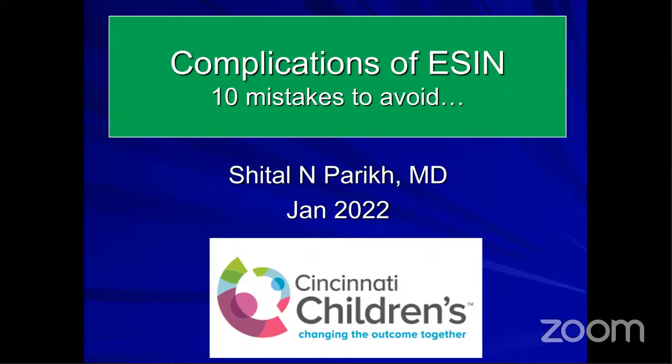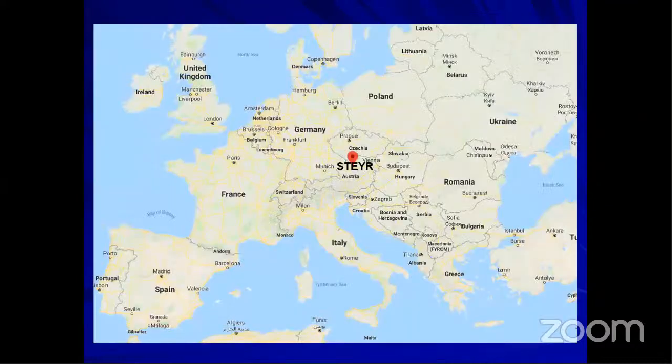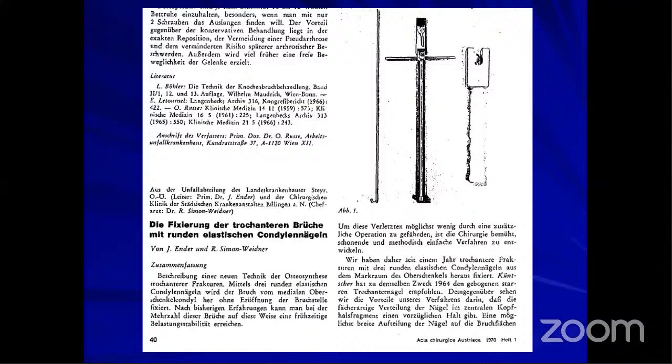Okay, so we're going to talk about the complications. We just saw some of the technical sides of elastic nails. Just a brief history: the first flexible nail that was introduced was from Steyr in Austria. That was the Ender nail. This was in 1970 when Ender first introduced the nail. But then there were issues with the Ender nail. The principle was stacking of the canal. The second thing is that the tip was very prominent. There were issues with that philosophy.